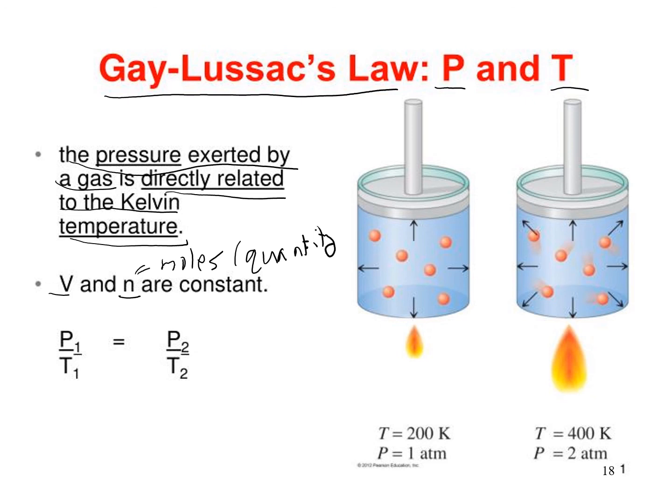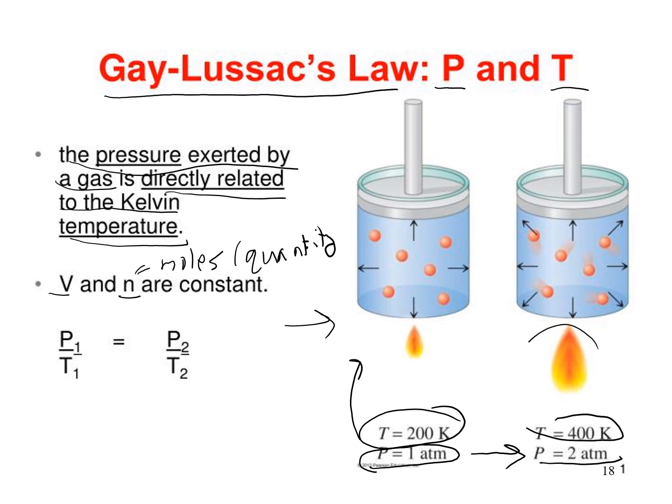If we look at our examples here, in the first case, we have a pressure of 1 atm and the temperature is 200 Kelvin. When we increase the pressure to 2 atmospheres, the temperature increased to 400 K. So we have a higher temperature in the second case. The equation is P1 divided by T1 is equal to P2 over T2.